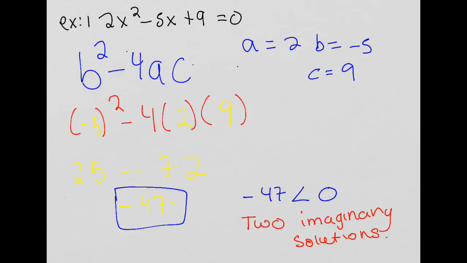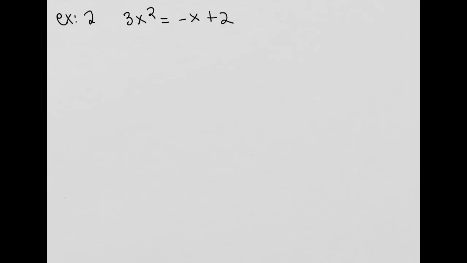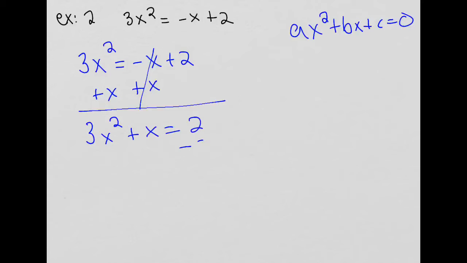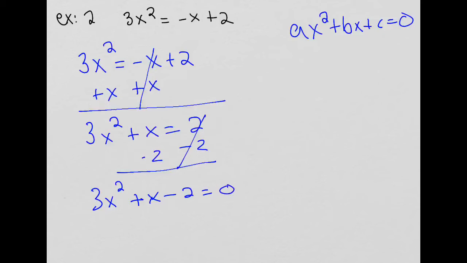Let's see another example. Now, if you notice, this equation is not equal to 0. Therefore, we have to first set it equal to 0 so it's in the correct format of a quadratic equation. We always want it to be in the standard form of a quadratic. So I'm going to add x to both sides, minus the 2. Now this is in standard form, so I can go ahead and do the discriminant.